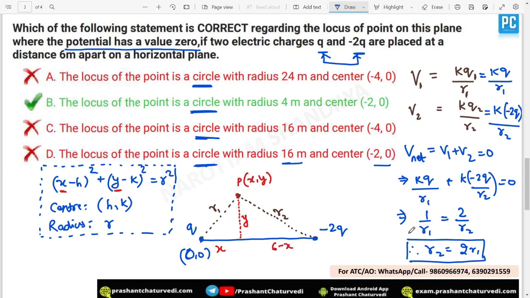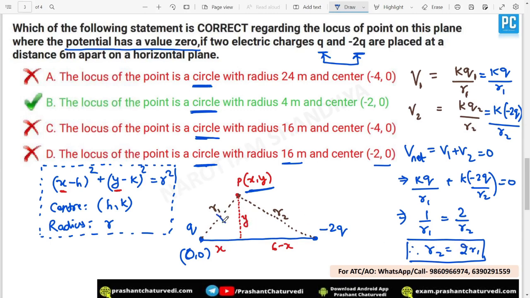This is the relation which you had obtained between R2 and R1. But you actually need the locus in the coordinates x comma y. So you have to eliminate this r2 and r1. So how will you be eliminating that? You got the relation between them. So how? Because you want it in the format of x and y.